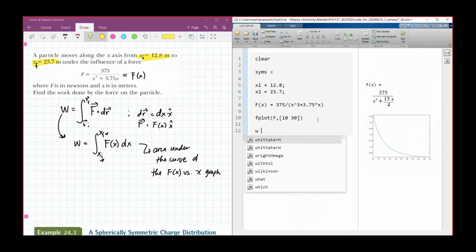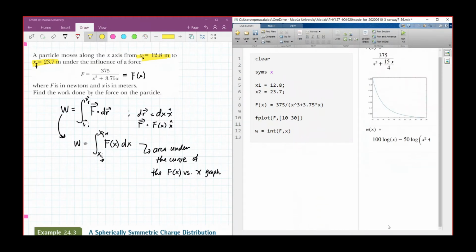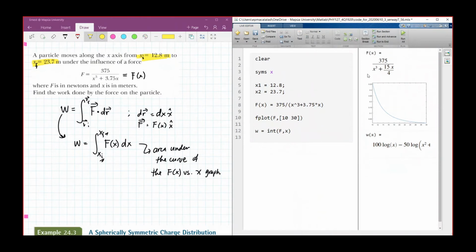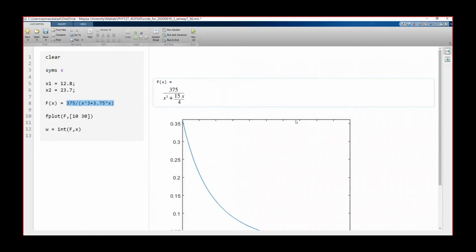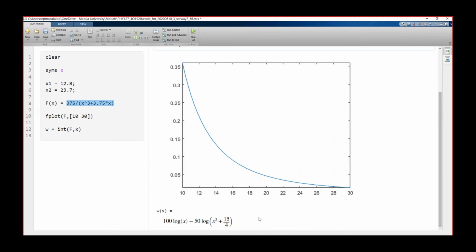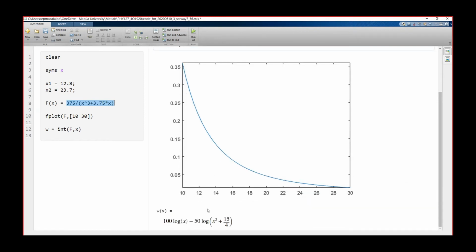Now let's solve for the work. So basically work W is equal to the integral of F dx. Run this. It will look like a very complicated solution. Remember that sometimes there are functions that are very, very difficult to solve. Let me expand this. So this is the solution. Imagine integrating this in your Math 146 or 147. It's really, really difficult. MATLAB gives you a nice way to integrate such complicated functions.